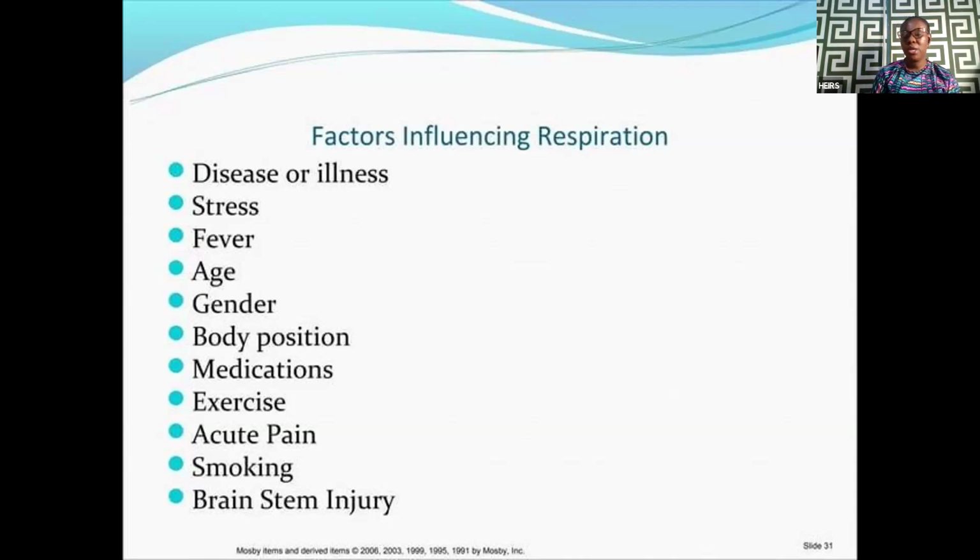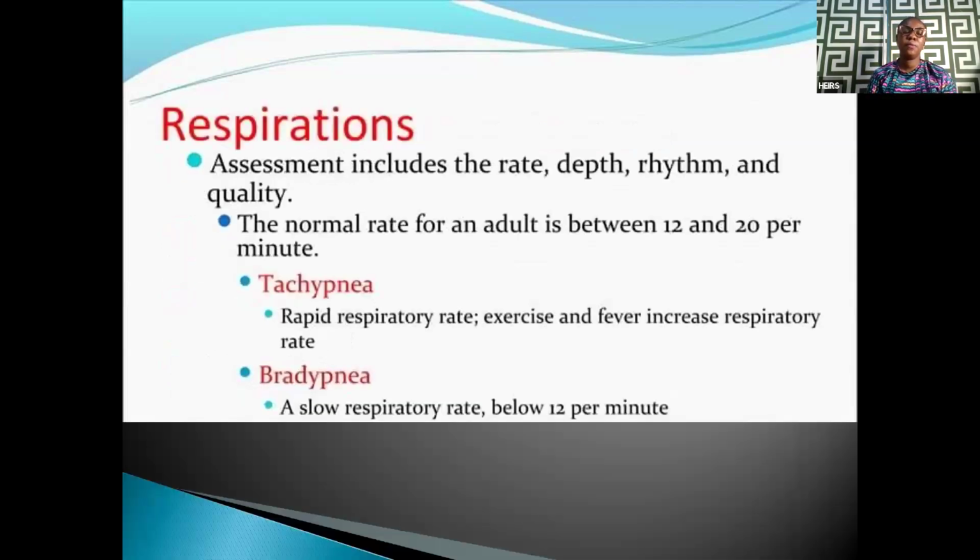Then medications, some medications will affect respiratory rate. Exercise, a patient who has acute pain, a patient who smokes, or a patient who has brainstem injury may have a number of disorders or dysfunctions in their respiratory rate.